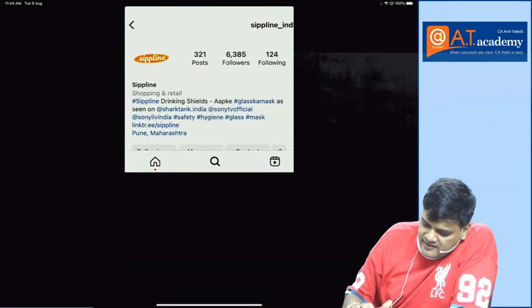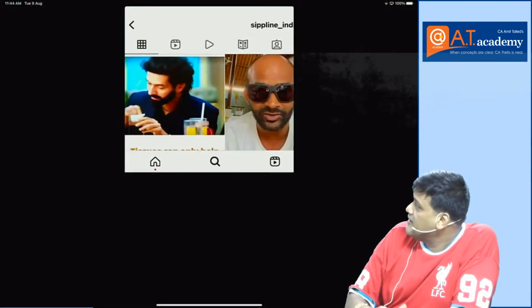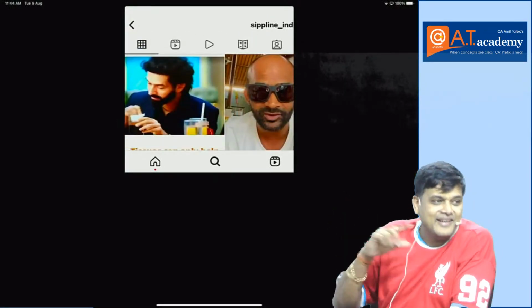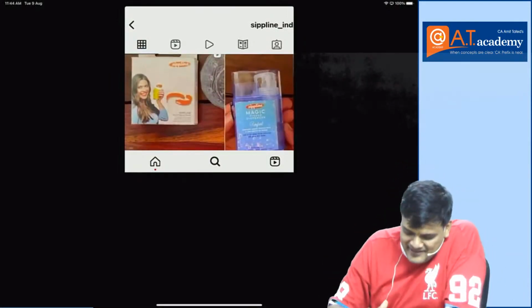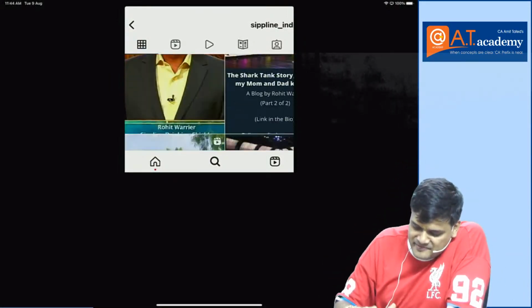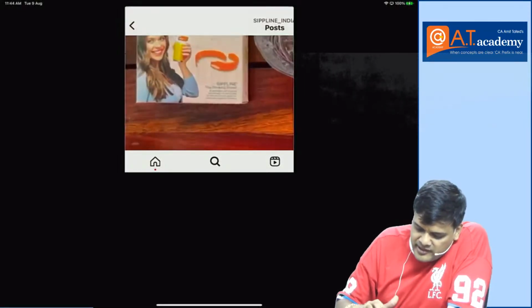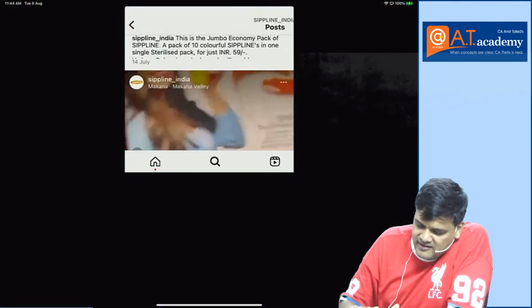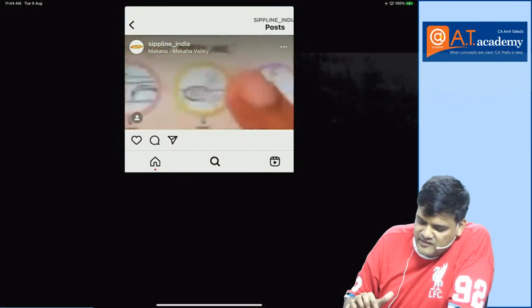Zipline India. Probably you may not be aware of this product at all. This is the owner, the guy with the specs on the left. This is Zipline, the glass mask. It came on Shark Tank India. The glass mask. This is the product.